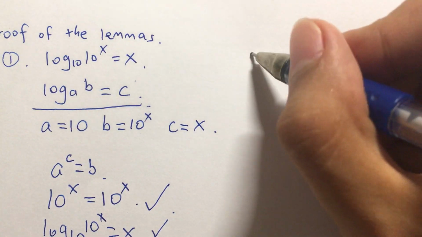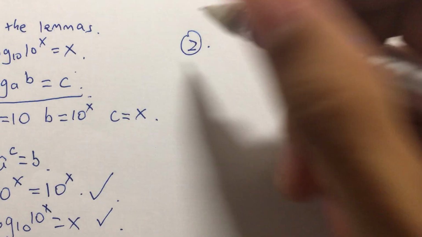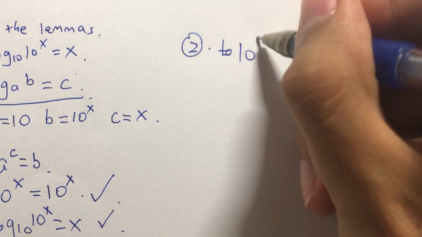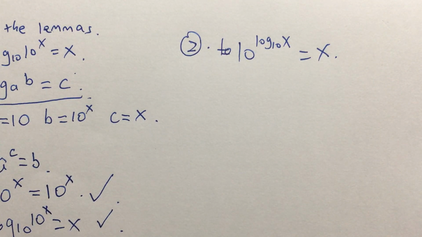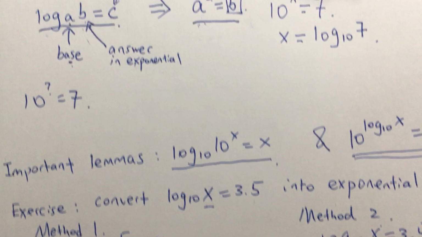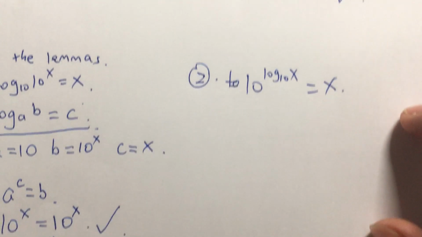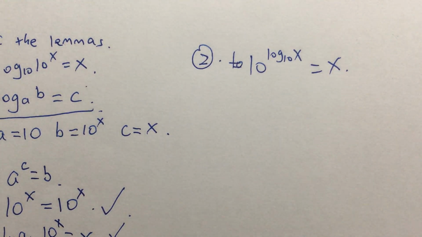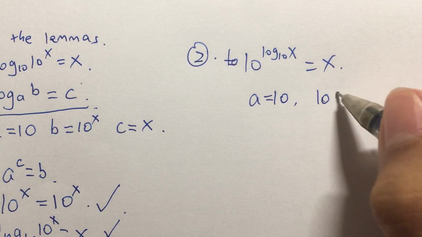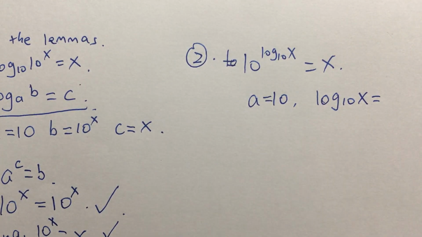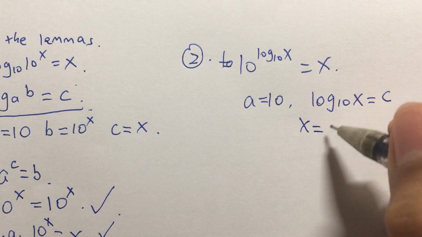The second lemma is also quite similar, which is log 10 (10^x) equals x. This time let's do the same thing again, because we know a to the power of c equals b, which means now a equals 10, log 10 x equals c, and x equals b.